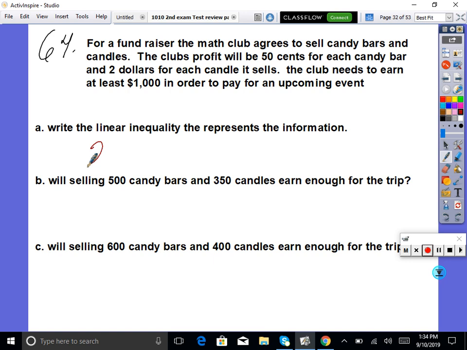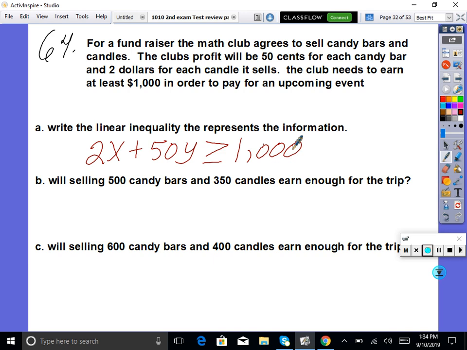Once again, really easy. That would be like 2x plus 50y needs to be less than or equal, no, needs to be greater than. They need at least that amount of money. They need to earn $1,000, so the amount they sell needs to be greater than or equal to 1,000. So just pay attention to the little details.